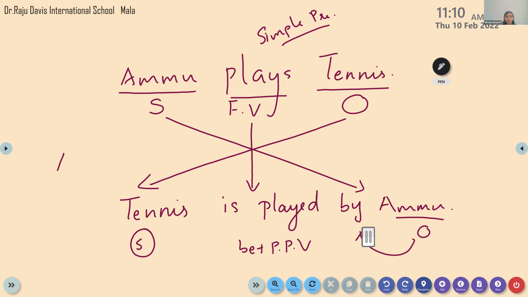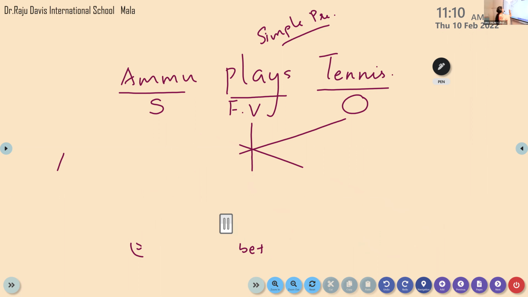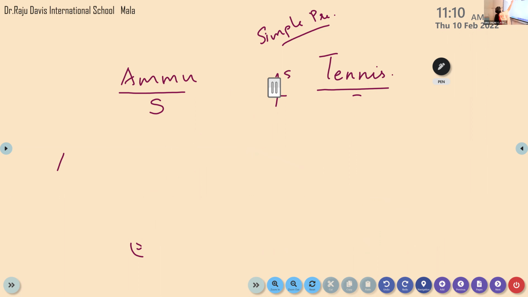Okay, now next question to Gautam. Gautam, if the sentence is Ammu is playing tennis, how do you change it? Tell me step by step. Gautam, tell me step by step. Okay, ma'am.